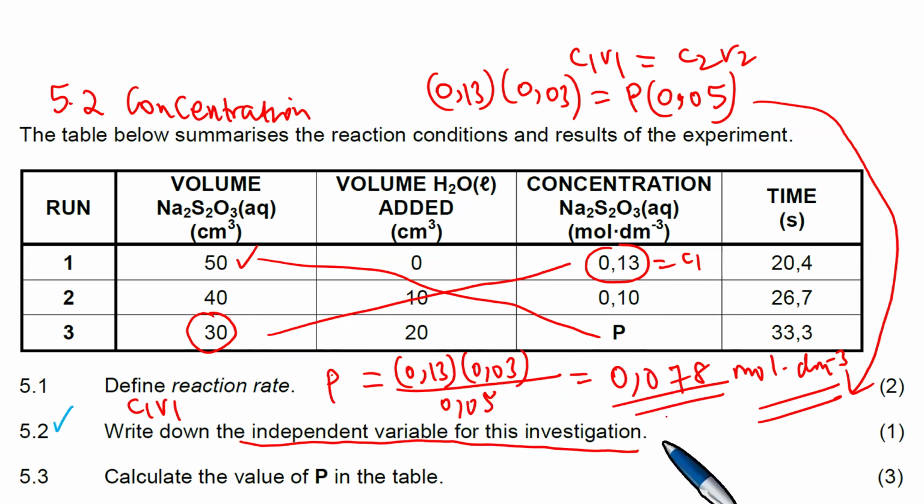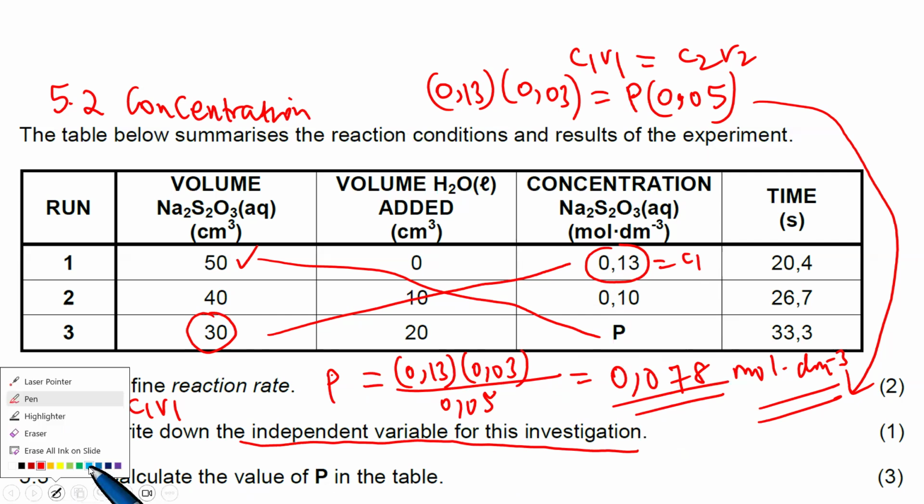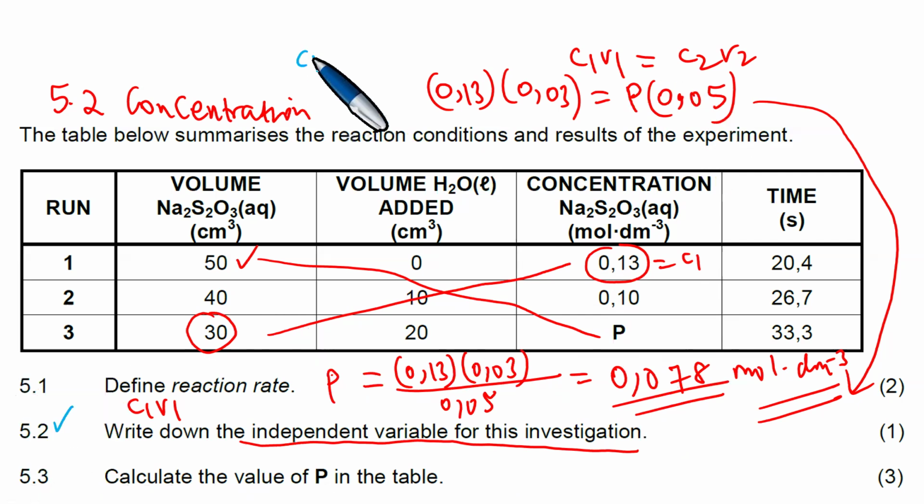You can also write these things in terms of ratios. You can say C1 over V2 is C2 over V1. If these two ratios are to be equal to each other, concentration 1 goes with this, and then the 50 goes with that. Think about it. Those are the ratios we use.